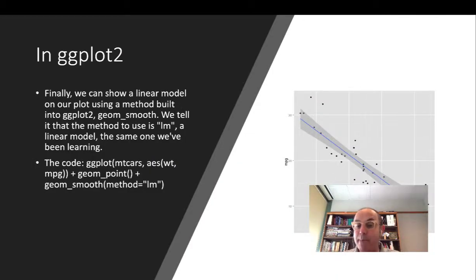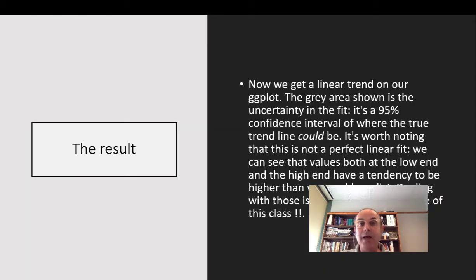So in ggplot2, this is a classic example that becomes a standard with regard to how to apply more than three or four categories, where the main comparison is MT versus MPG. And the idea here is again showing how the distribution of the data can be applied. So when we get a linear trend in our ggplot2, the gray area shown is the uncertainty in the fit. It is a 95% confidence interval where the true trend could be. So it's worth noting that it is not a perfect linear fit. We see that the values, both the low and the high, have the tendency to be higher than would be predicted. So dealing with those issues is beyond the scope of the class.